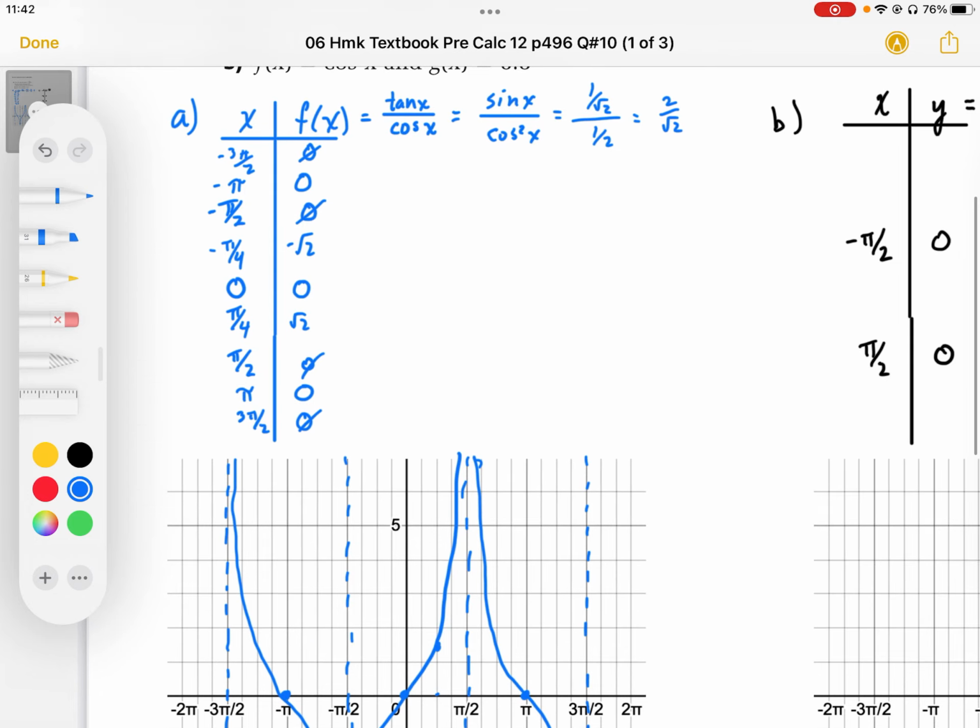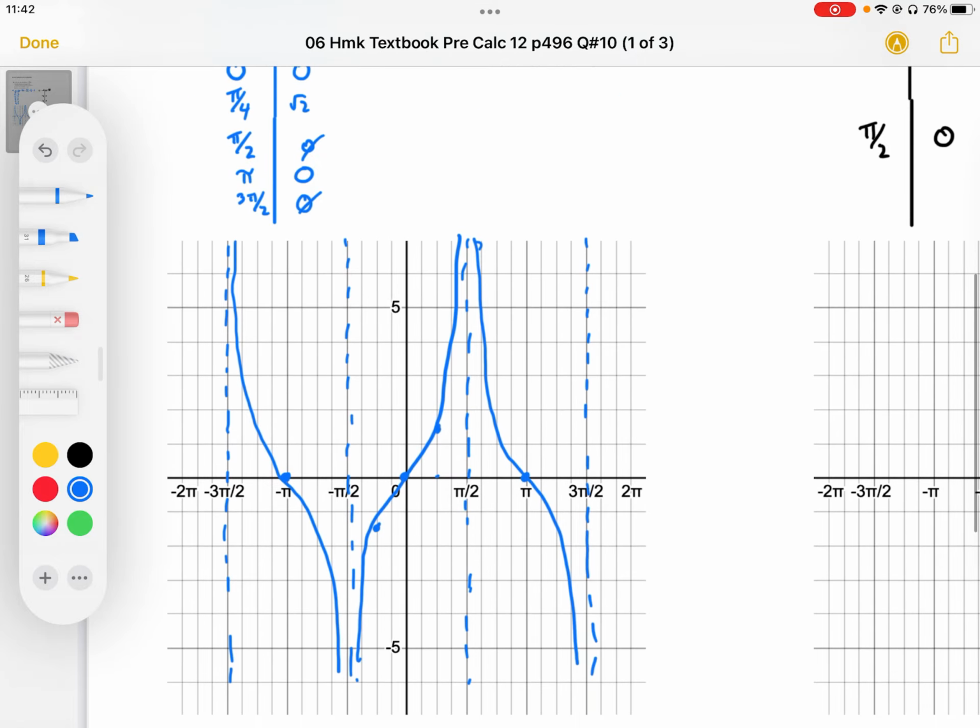And again, as we need more coordinates, we can work out more coordinates to give us more details on this graph. But the more familiar you are with the graphs, the less we need to rely on the coordinates.